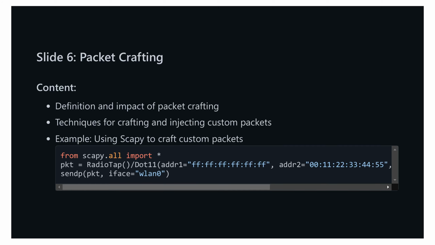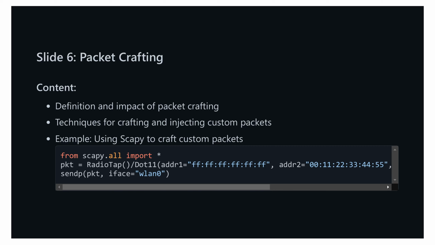In the previous slide, we discussed protocol fuzzing, which involves testing for vulnerabilities in wireless protocols by injecting malformed or unexpected data and observing the system's response. We also explored how to use Scapy for this purpose, showcasing a basic fuzzing example with 802.11 beacon frames. Now let's move on to packet crafting. Packet crafting is the process of creating and injecting custom packets into a network.